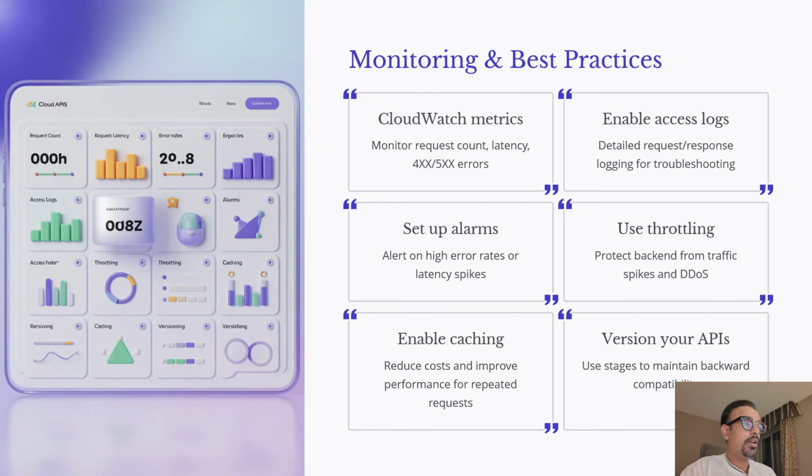So together, these features make API Gateway not just a router, but a powerful, secure, and performance-oriented gateway for your application. Now, when running your API in production, it's crucial to monitor its performance and follow best practices to keep it reliable and cost effective. Starting with Amazon CloudWatch metrics, they will let you monitor key data like request count, latency, and 400, 500 kinds of errors that you're going to get.